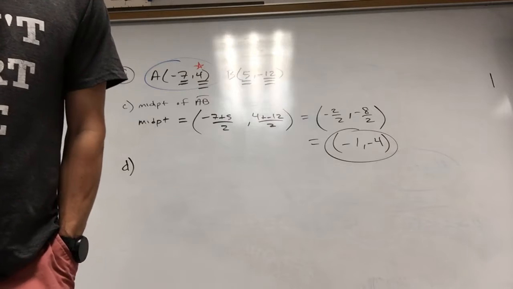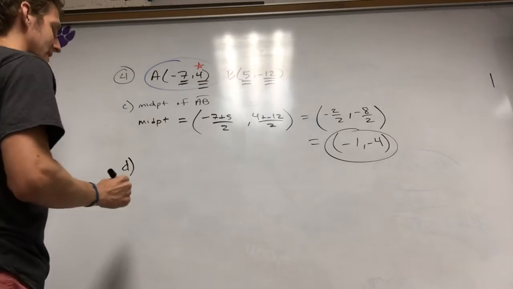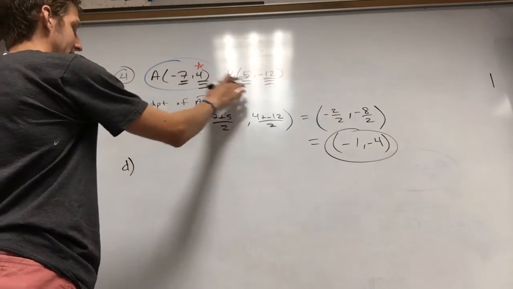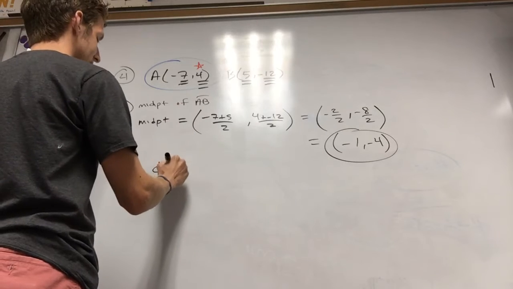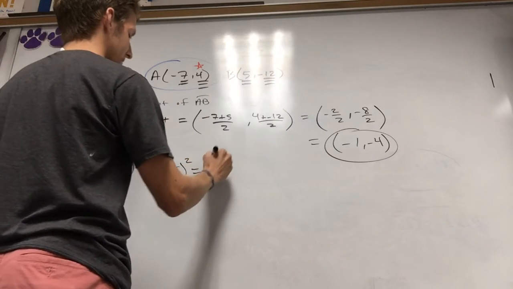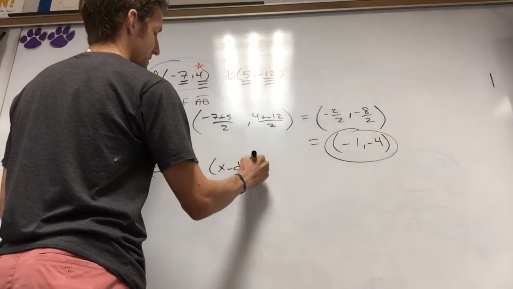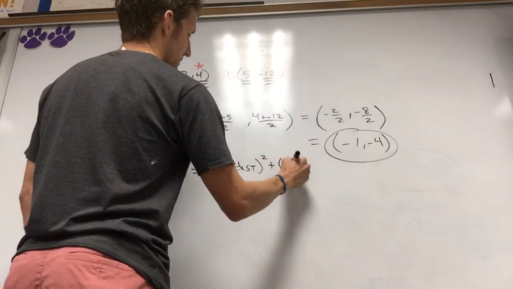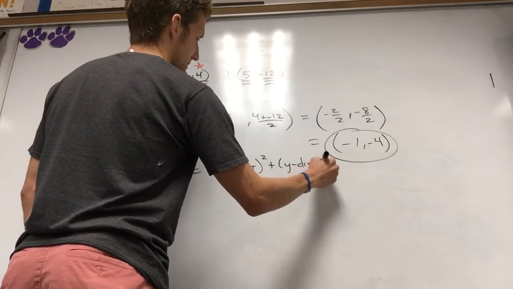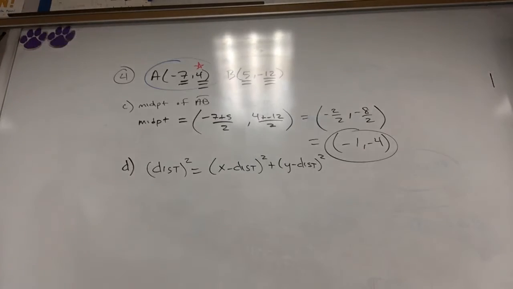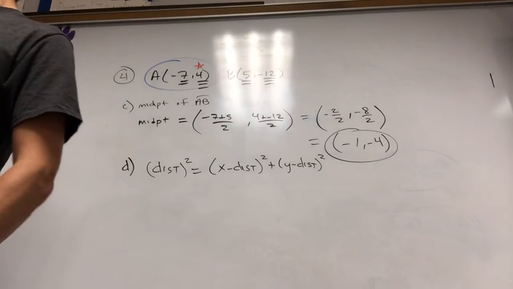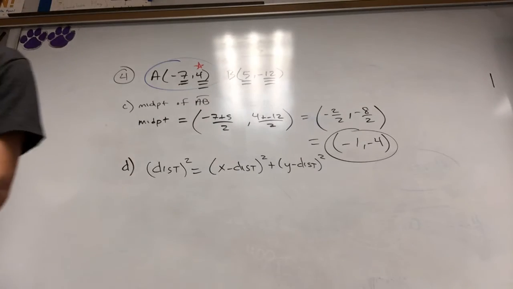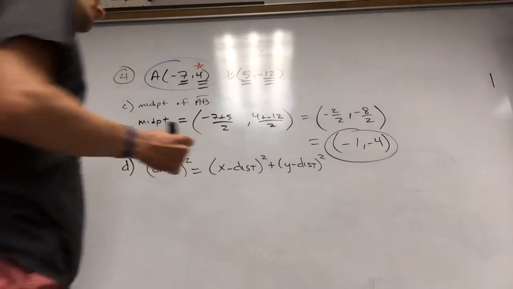Then D, find the length of segment AB. So the distance from A to B. Now I teach the distance formula like this. The distance formula is just the Pythagorean theorem, believe it or not. I show the distance formula like that. Distance squared is equal to the x distance you travel squared plus the y distance you travel squared.